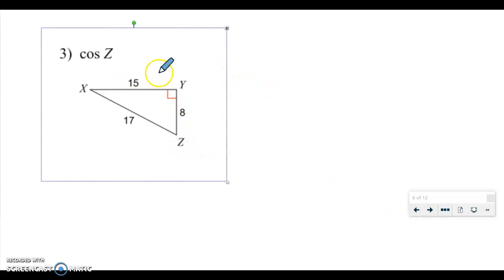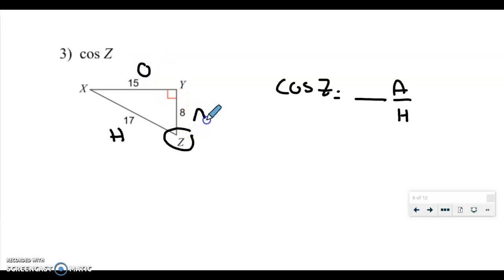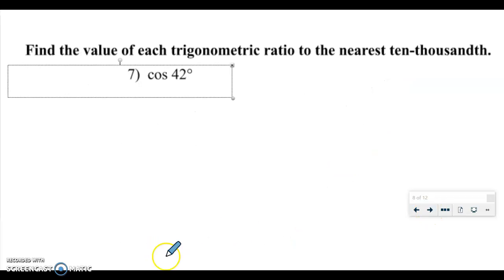Okay, so in this case, we're looking for the cosine. Cosine is adjacent over hypotenuse, the ratio between those two sides. All right, so 17 is your hypotenuse. We are looking at z, which is right here. So that means that across is your opposite. So this is your opposite side. And then that means 8 is your adjacent side. So in this case, we're going to be dealing with 8 over 17. That is your ratio. So you're going to be asked to answer a couple questions. Try those for me, and I will get back to you.